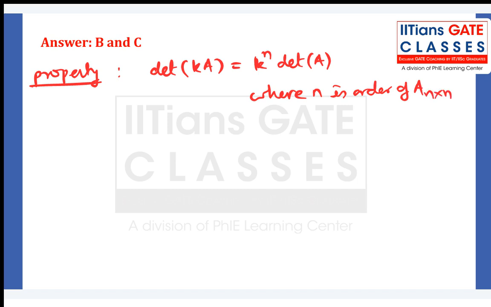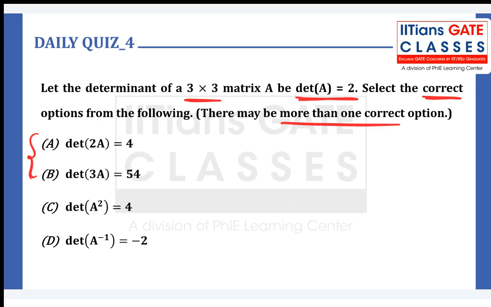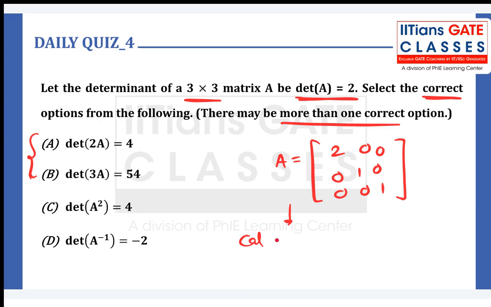See, there is one other way also to solve this problem. If you don't know or don't remember these properties for your exam, you can define a 3 by 3 matrix, something like 2, 1, 1 on the diagonal, and the rest of the off principal diagonal elements 0. This will ensure that the determinant remains 2, and then you can verify options A and B. But the problem comes in options C and D, because calculation of A square and A inverse is difficult.